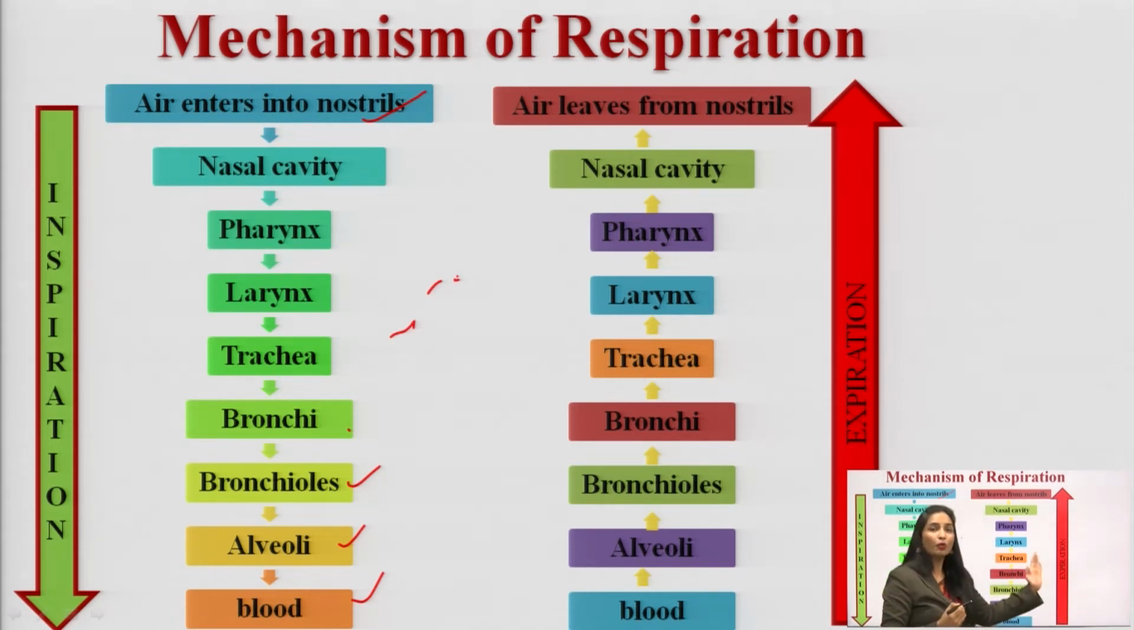When I talk about expiration, what happens? It begins from the blood. The air is expelled from the blood, enters the alveoli, then the bronchioles, then the bronchi, trachea, larynx, pharynx, nasal cavity, and finally the air leaves through the nostrils. So this is inspiration and this is expiration.